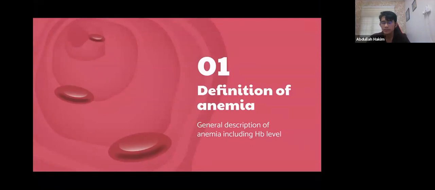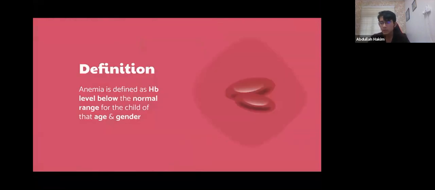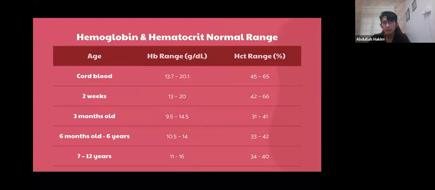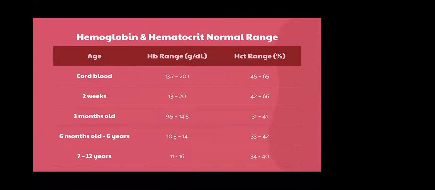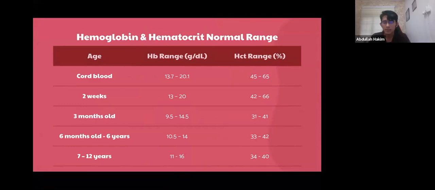So what is anemia? According to WHO, anemia is defined as hemoglobin level below the normal range for a child of that age and gender. So here I included the hemoglobin and hematocrit normal range according to age group. This one I got from the Nelson Essential, page 500 and 508. If we refer to other sources, there'll be a different age group provided, so it doesn't matter much. Let's proceed.